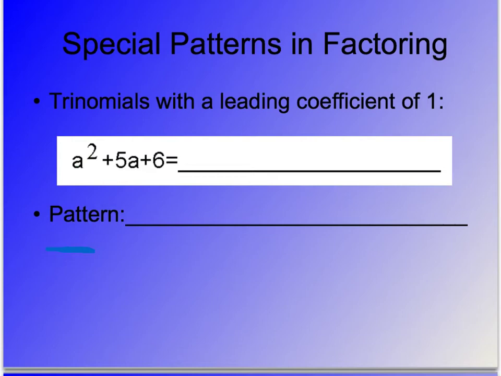Whenever I have a trinomial, I draw a little graphic organizer to help me figure out the factors. So in this x, and we'll consider this our pattern, the top part is the product. Let me try to rewrite that. Okay, that's better. So the top part of this x represents the product, the bottom part represents the sum.